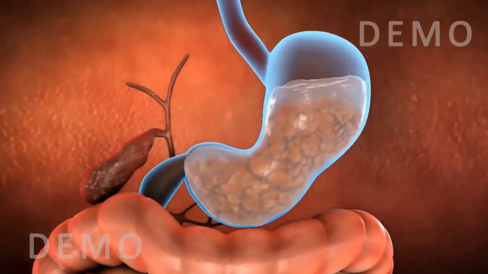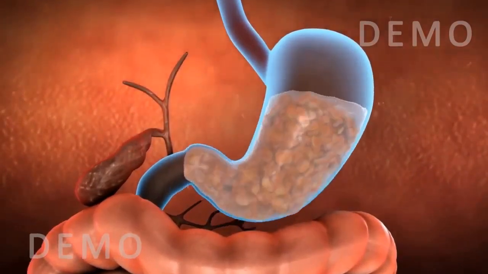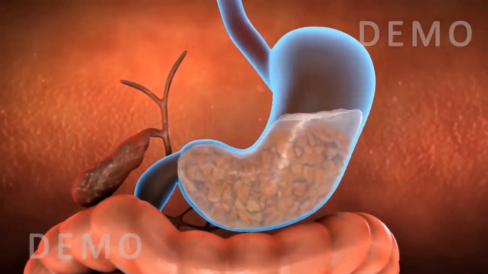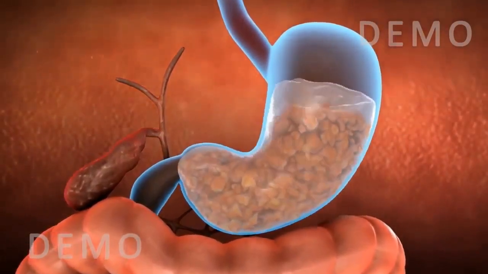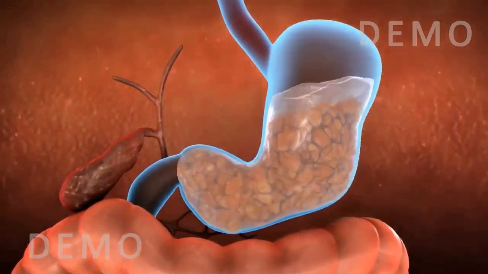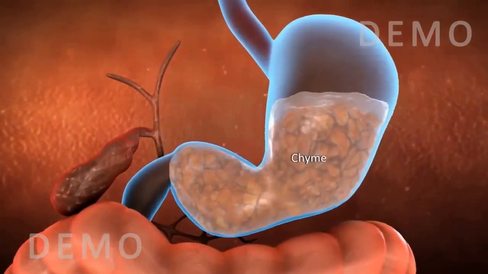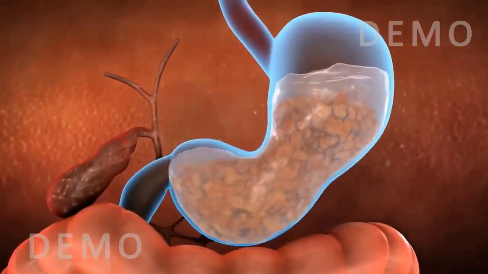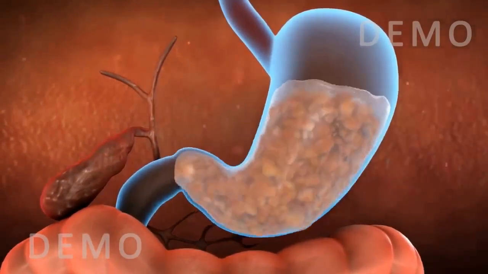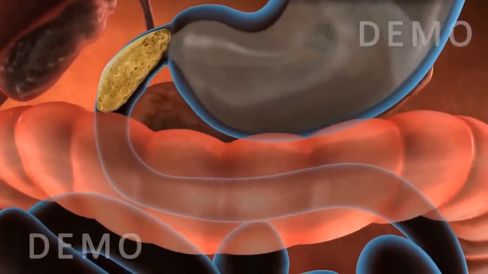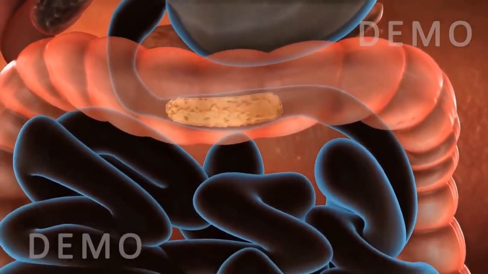Muscular contractions in the stomach churn this food mass to further break it down and mix it with secretions in the stomach to form a thick liquid. This thick liquid is called chyme. The chyme exits the stomach through peristaltic movements and enters the small intestine, where most of the digestion occurs.